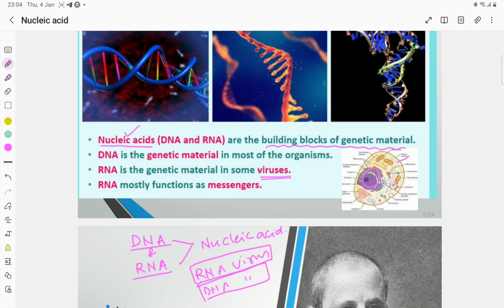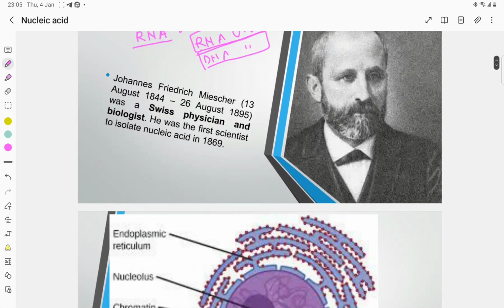Basically, in eukaryotic cells and other organisms, RNA acts as a messenger and helps in protein synthesis. So generally we can say that DNA contains the gene and RNA is helpful in protein synthesis. Clear?